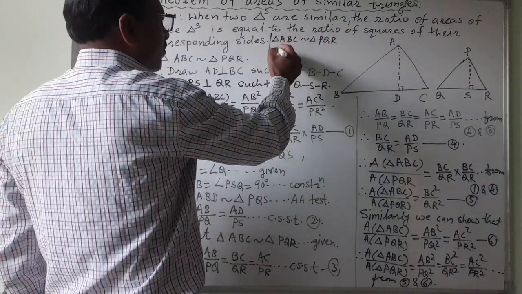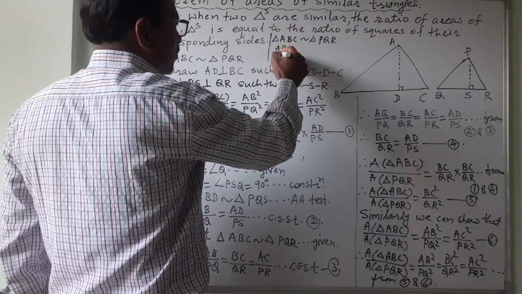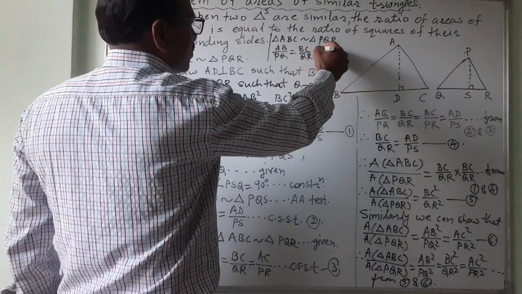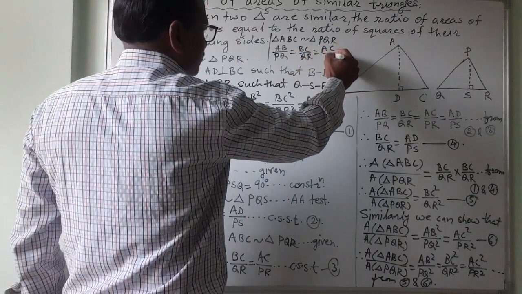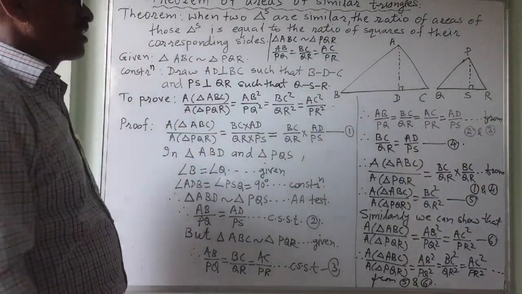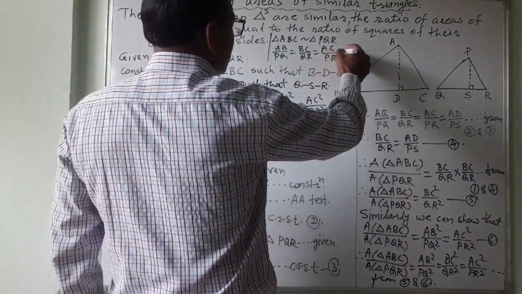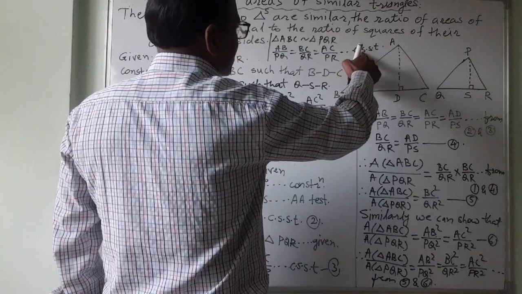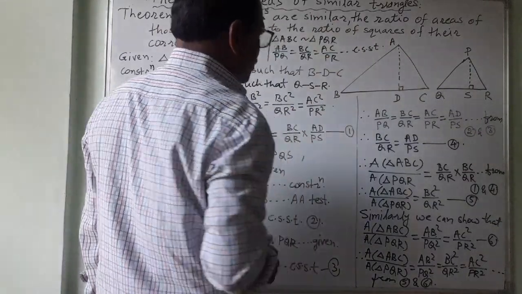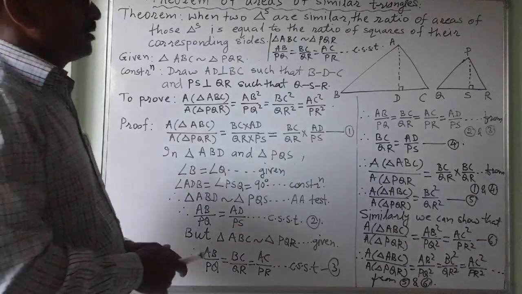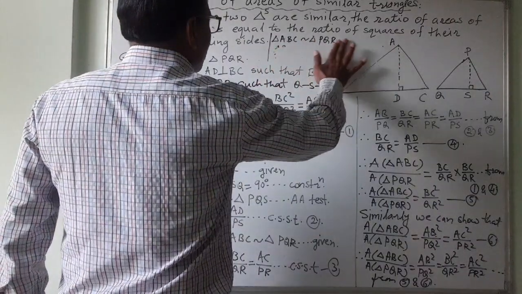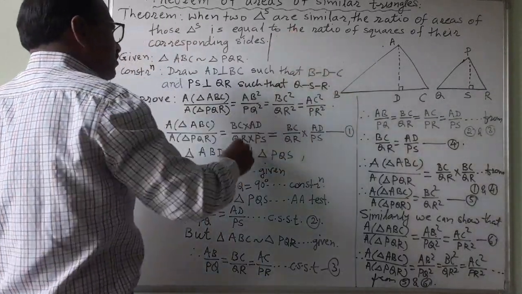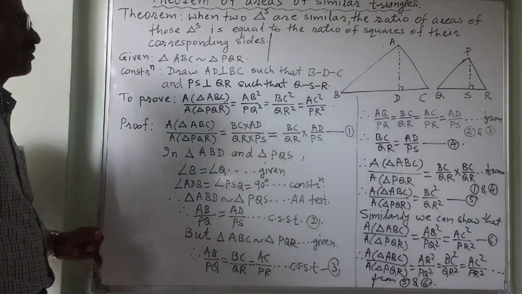So in similar triangles, what do we take? AB upon PQ is equal to BC upon QR is equal to AC upon PR. The ratio of the corresponding sides is equal. So we give the reason: CSST, corresponding sides of similar triangles. That part you have seen in standard 9. While solving the exercises, I will once again explain all this. But for the time being, just try to understand this.